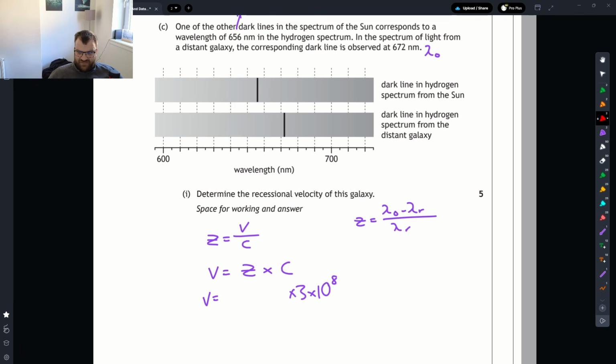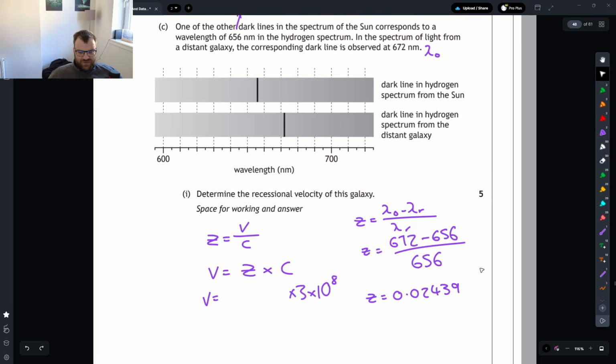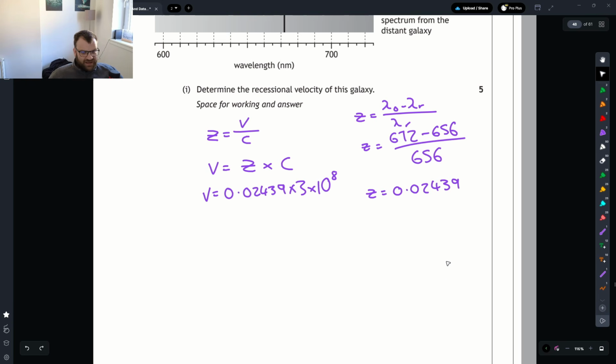So it'll be the 672, take away the 656, all over 656. Popping that in gives me an answer of 0.02439, and I can just fire that over to the other side, and then the calculator takes care of it. 7.32 times 10 to the power of 6 meters per second.